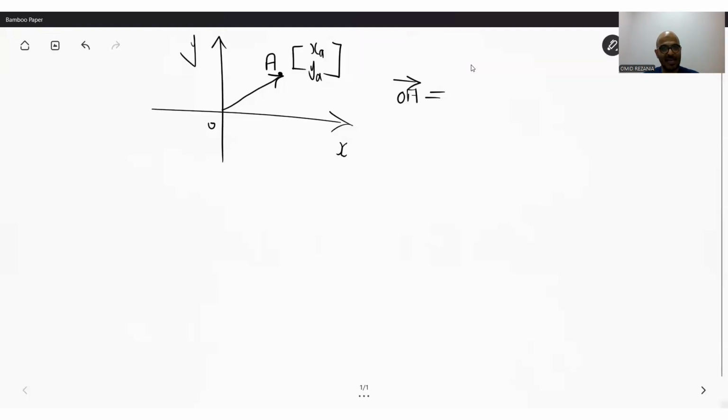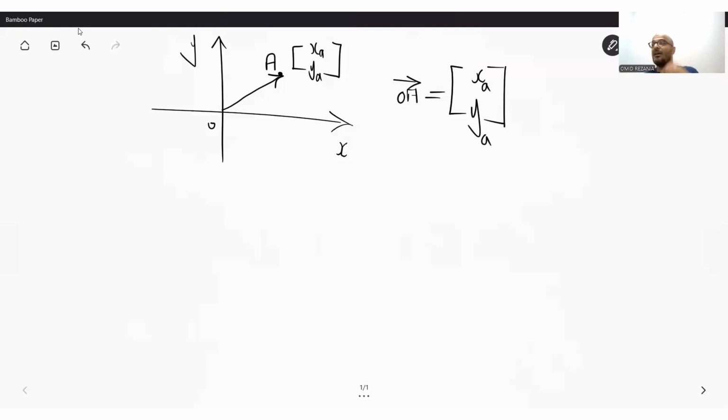That's why I show the vector sign on top of the O and A. And we show that with the coordinates here, which are going to be x_a and y_a. This is the thing that everyone is familiar with. When we talk about the vector, it is something that comes not only with the direction, but also with the magnitude.